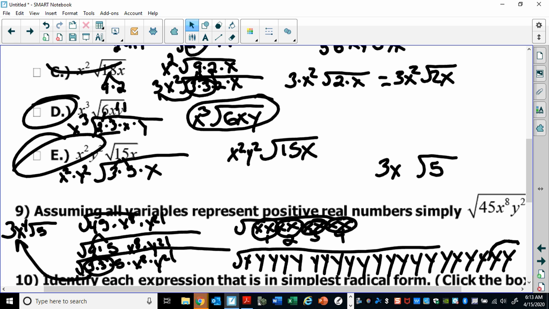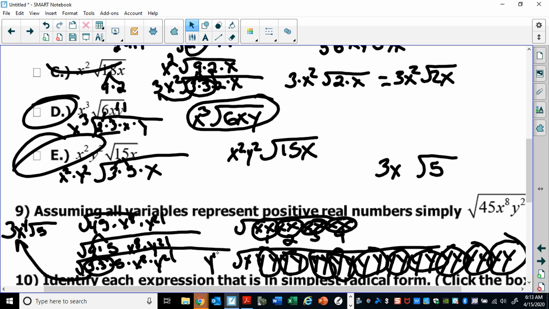All right, so now I'm going to go ahead and do that. 1, we're still looking for groups of 2. 2, 3, 4, 5, 6, 7, 8, 9, 10. Wow, we had 10 groups. So that means we're going to bring out y to the 10th.